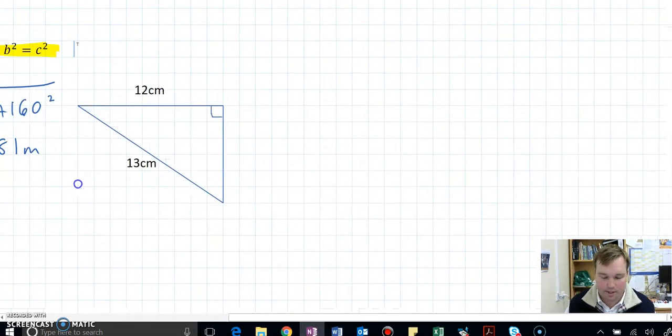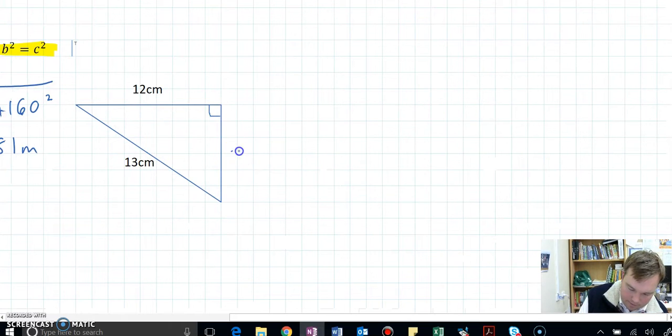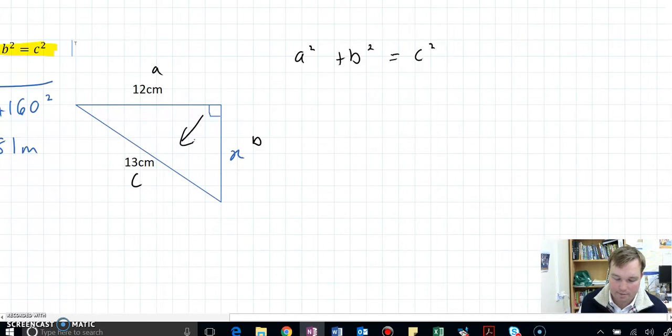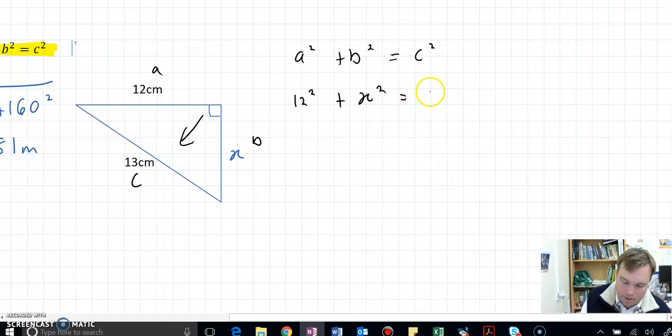If the hypotenuse is known, the setup is exactly the same. You start with a squared plus b squared equals c squared. Label the sides, a, b, c being the hypotenuse because it's opposite the right angle. Then sub in the values. A is 12, so 12 squared, plus b is x squared equals 13 squared. Now, honestly, reach for your CAS, it gives you x.